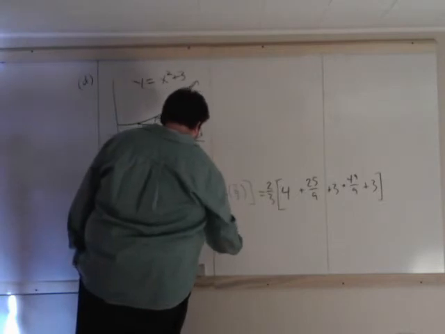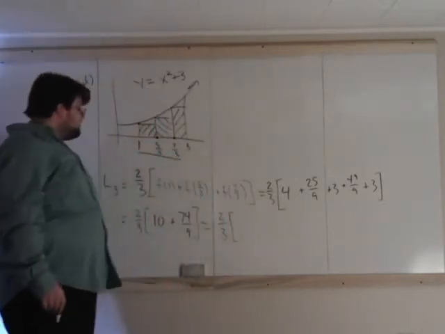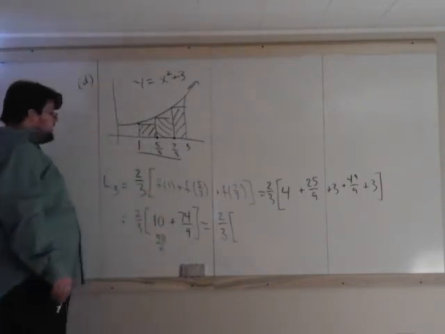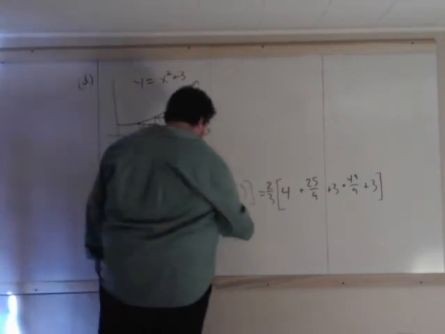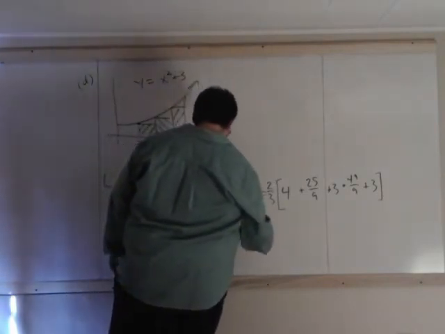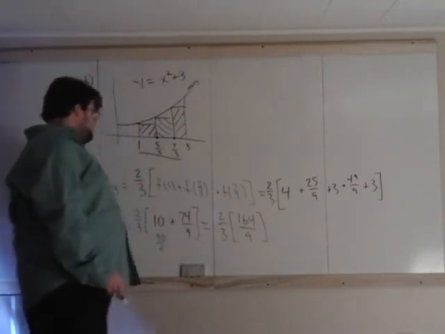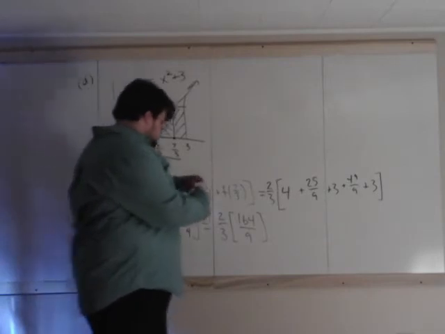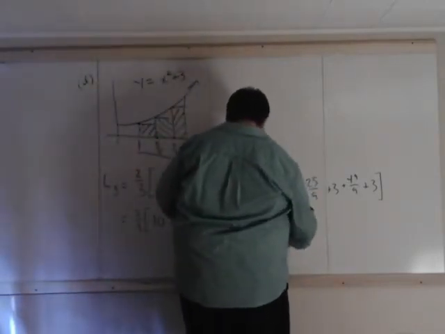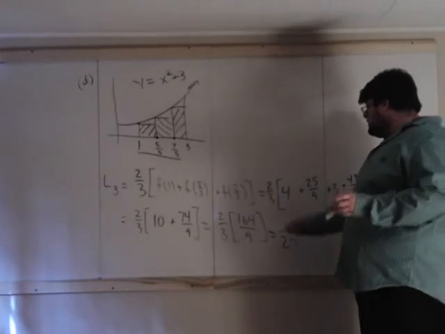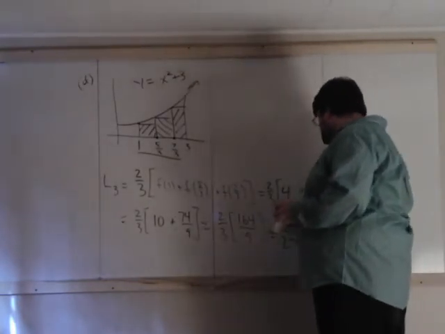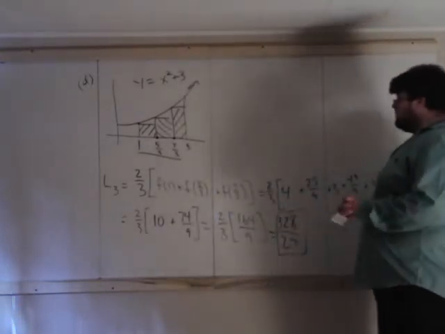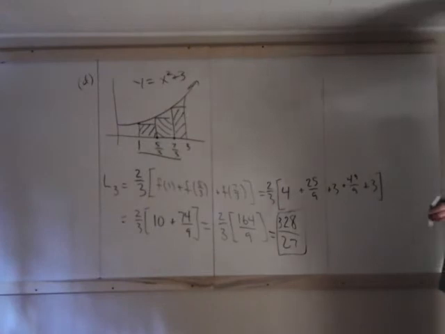This equals 10 plus 74/9. Well, 10 is 90/9. 90 plus 74 is what? 164? Yeah, 164. And then we just have to multiply the bottom, gives us 27. The top gives us what? 2 times 164 is 328. 328 over 27. Well, that's great.